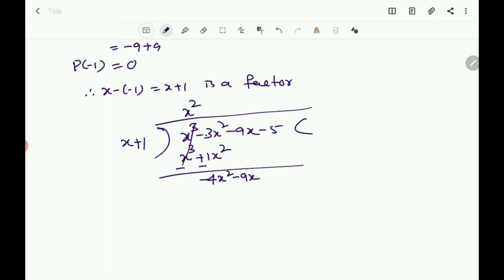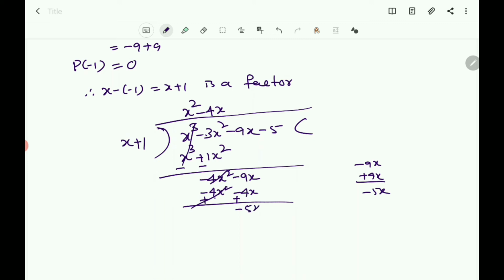Minus 9x. Then here minus 4x square is there. So you must multiply it by minus 4x. Then you multiply x plus 1 by minus 4x. X into minus 4x becomes minus 4x square, and plus 1 into minus 4x becomes minus 4x. Then we change the sign to subtract, and minus 4x square plus 4x square cancels here. Minus 9x plus 4x, that is minus 5x here.